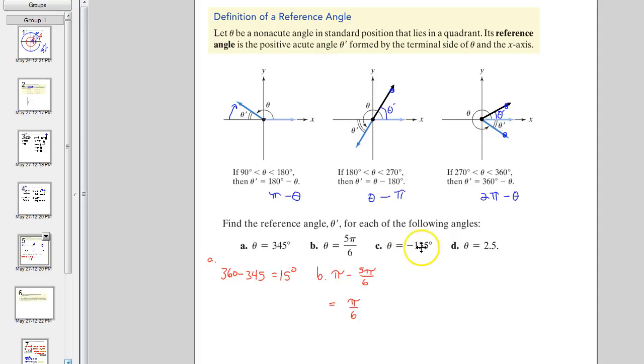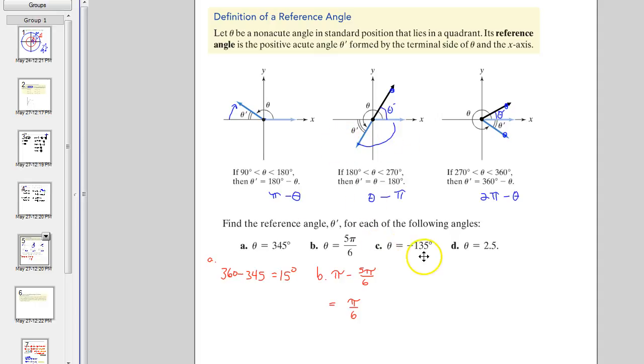Alright, now negative 135 degrees. What would my reference angle be? Negative 135. So instead of going this way, I'm going this way. So for negative 135 degrees, there's negative 90, and there's negative 180. I went past 90, but not quite to negative 180. So it's in quadrant 3.